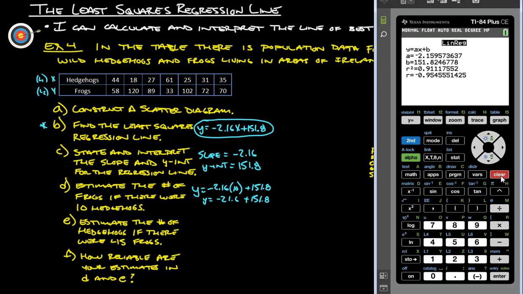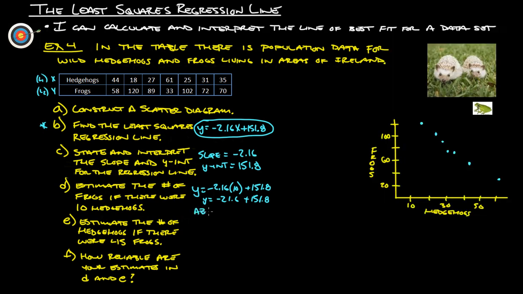I'm going to use my calculator anyway. Second quit will get us out. So we do 151.8 minus 21.6. And that gives us 130.2. So about 130 frogs.